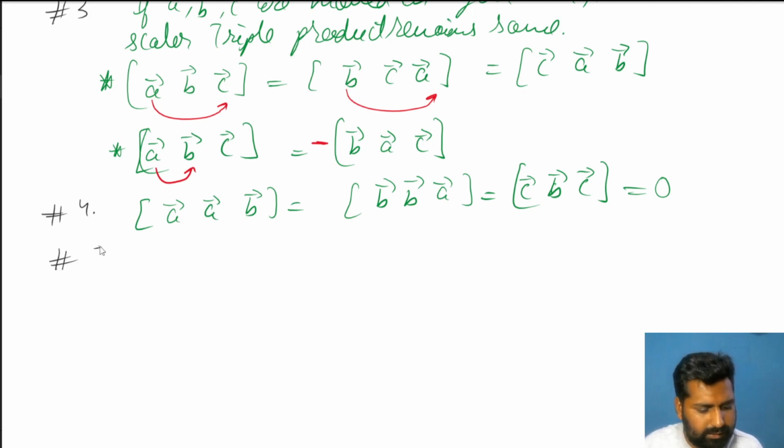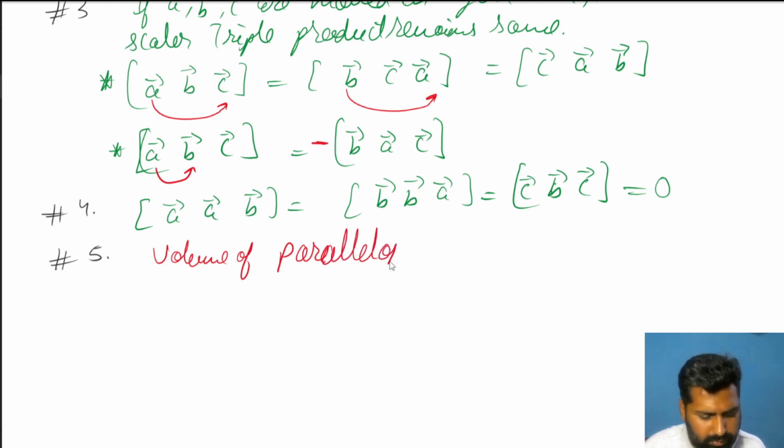Fifth, what does it actually give? In 3D it gives the volume of a parallelepiped. What is a parallelepiped? Think of a cuboid, where all the edges are at 90 degrees. You slightly tilt them, and that's a parallelepiped.